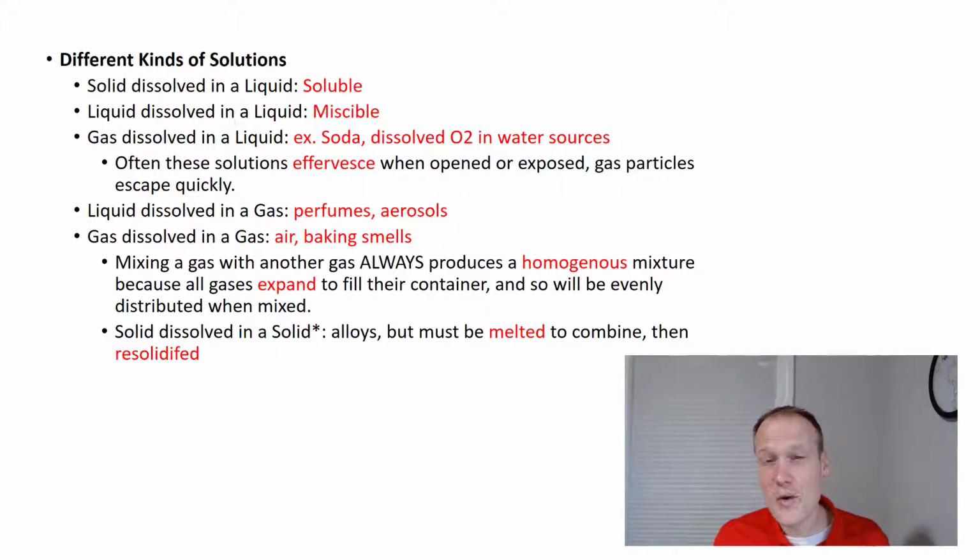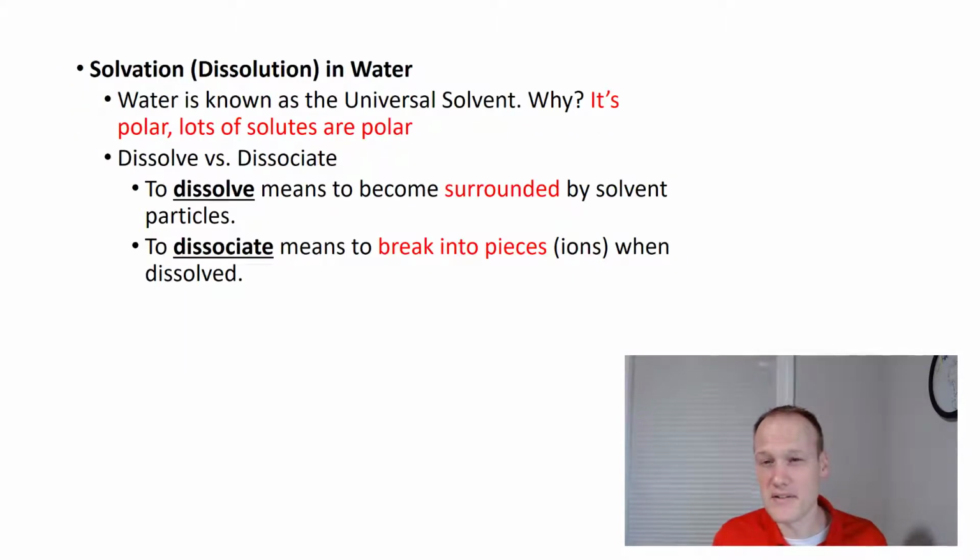And then finally, we have solids dissolved into solids. This is what an alloy is. We take solid metals and melt them down, mix them together into a homogeneous solution, and then as they cool, they still stay mixed together in even distribution, but they're solid. Let's get into some properties of these solutions.